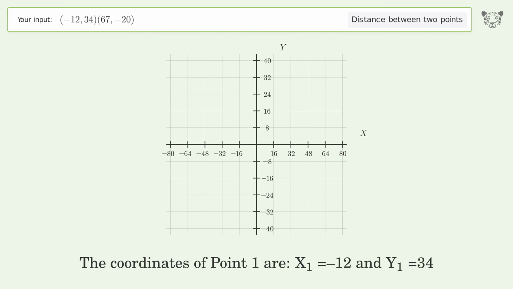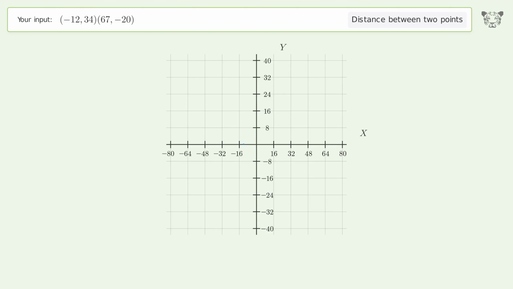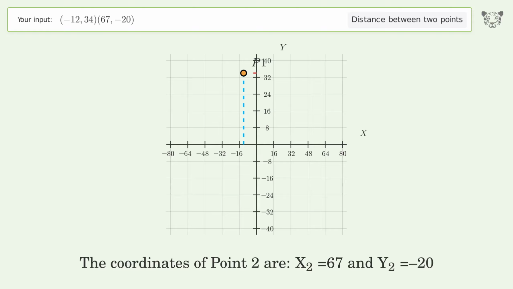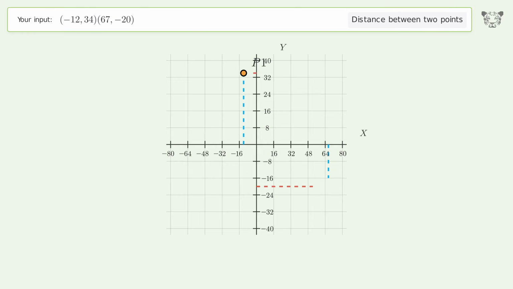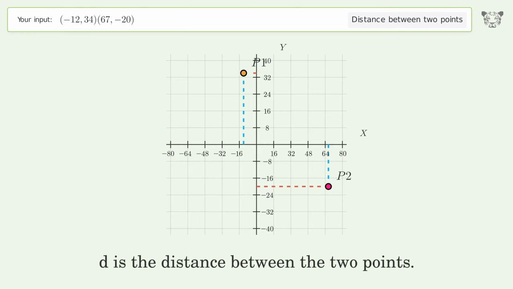The coordinates of point 1 are x1 equals -12 and y1 equals 34. The coordinates of point 2 are x2 equals 67 and y2 equals -20. D is the distance between the 2 points.